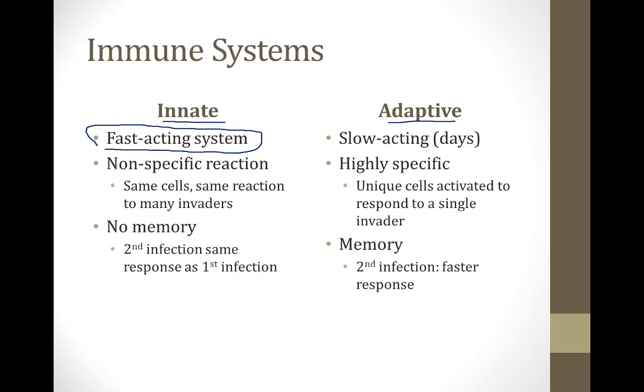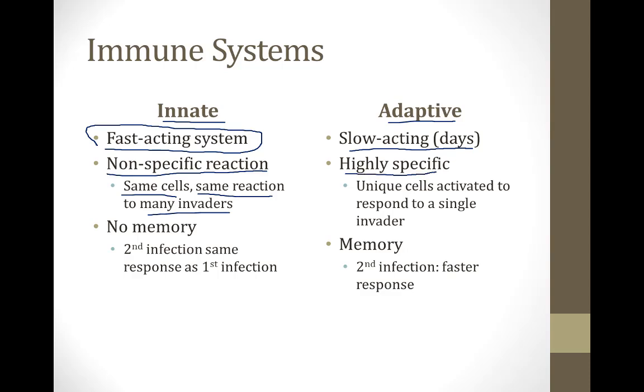In contrast, the adaptive system is slow. It takes a few days to mount its response, but as I said before, once it does, it's a much more powerful response than what you get from the innate immune system. The innate immune system is a non-specific reaction. The same cells respond in the same way to many different invaders. The adaptive immune system is a highly specific response.